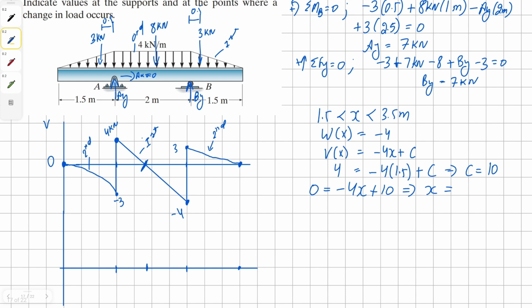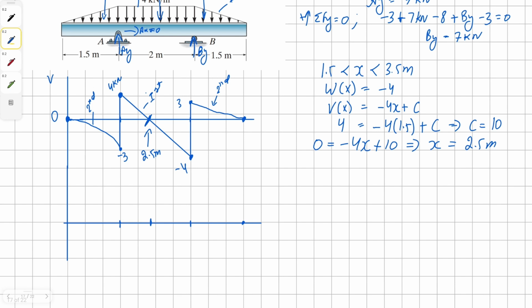And solving for our x, we get our solution as 2.5 meters. Therefore, our intersection is at 2.5 meters. Okay, now that we have this, we can move on to our moment diagram.